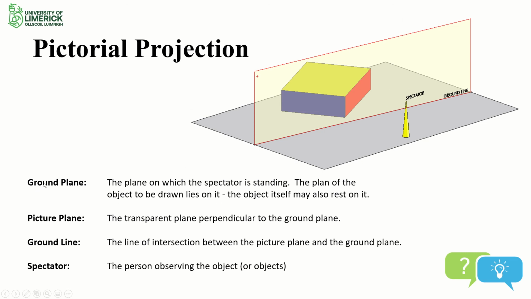So as you can see here, we have our different bits of terminology. So we have the object itself back here. We also have the spectator, which is at the very point here. So imagine the eye of the spectator, what they're seeing. You have your ground plane, which is back here. So the plane in which the spectator is standing, the plane the object to be drawn lies on. As well as that, then you have your picture plane, and your ground line, and your spectator. So you have your spectator here, and you have your ground line there, which is just above your ground plane. The ground plane would be this grey section here.